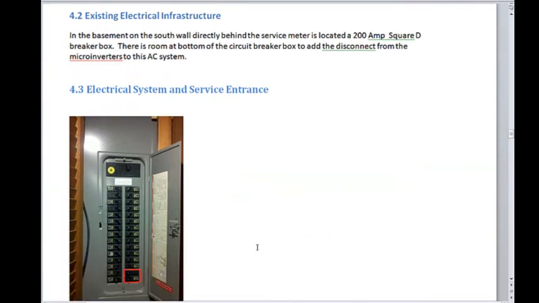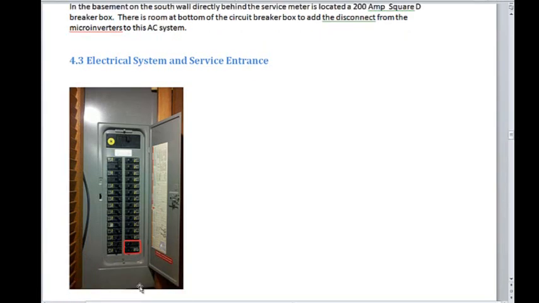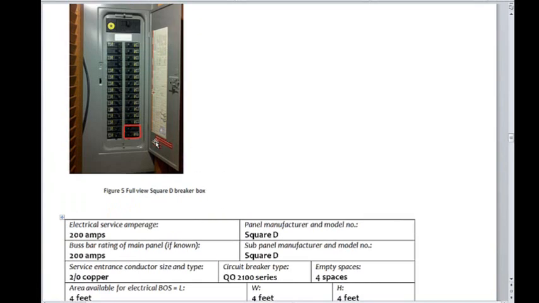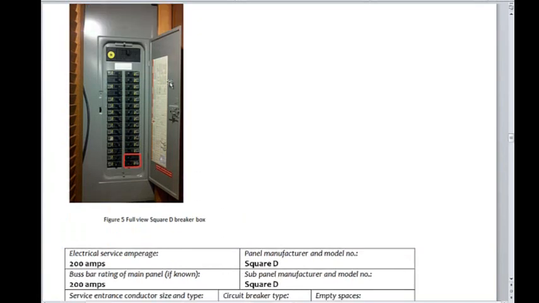So we went inside the house and went to the basement, which is on the south wall directly behind the service panel. You will see this service disconnect is a 200 amp Square D circuit breaker, and you would show, in this case, that the homeowner for whatever reason had circuits in this location, but there was nothing connected. So you want to note that the proposed balance of system inverter would be connected there. The client wants to use microinverters, so we noted that. Then we want to note where the available real estate is around that system.